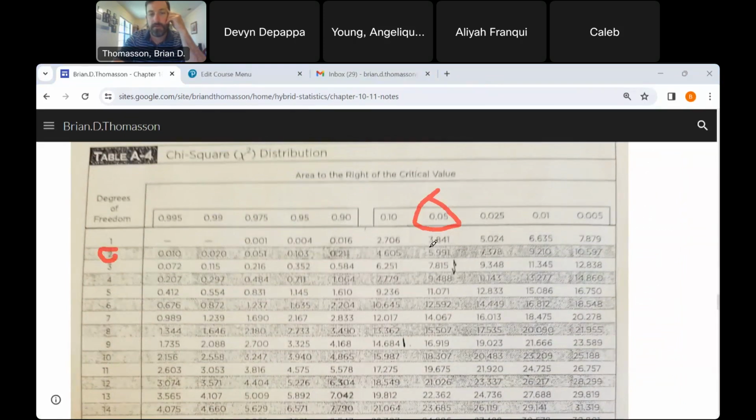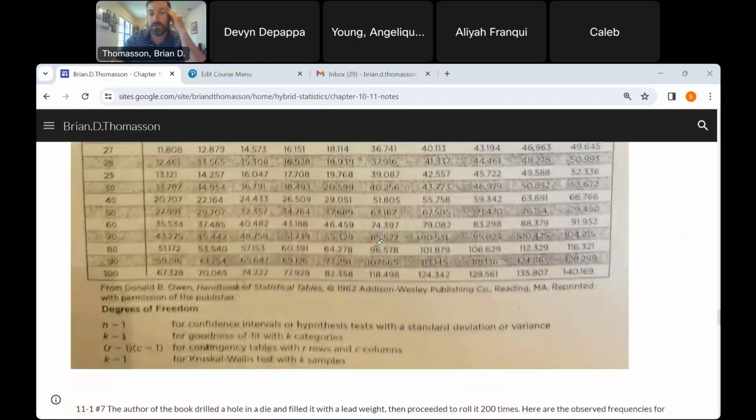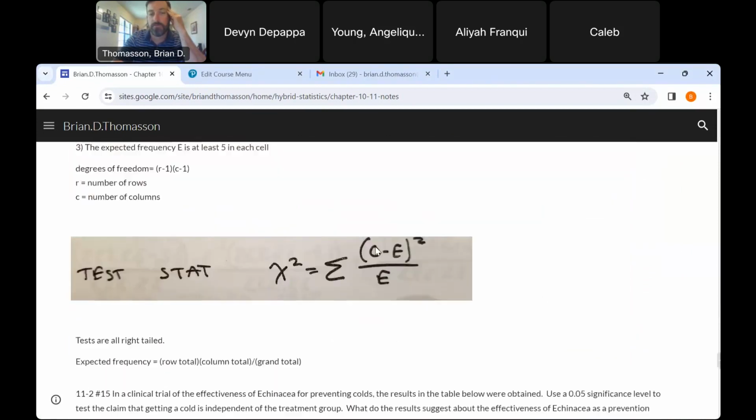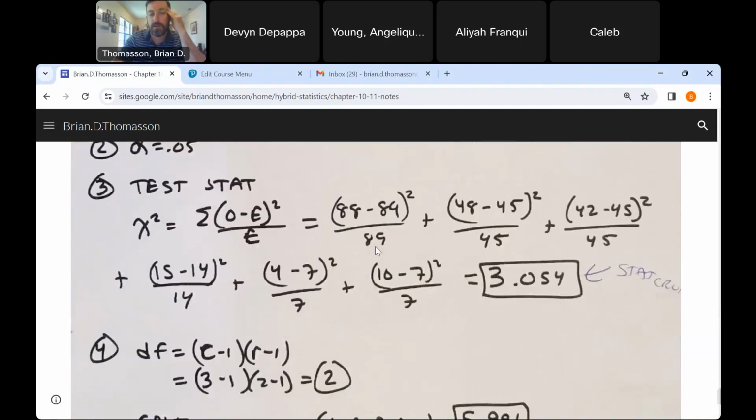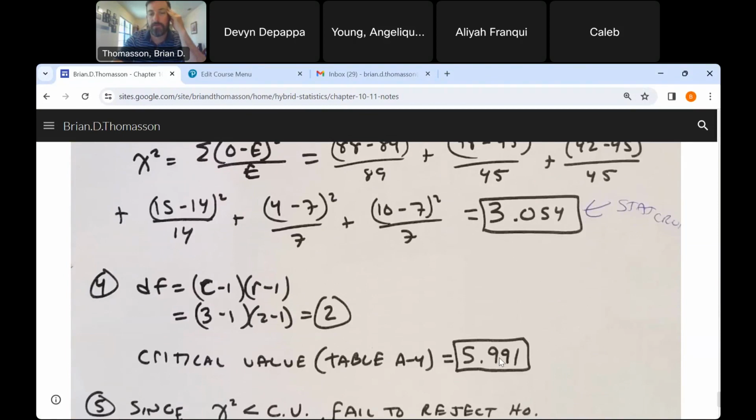We have to have at least 5.991 to show that this drug works. So we have our critical value of 5.991. We have to have at least that to show our drug works. Our test stat is only at 3. So we did not have enough evidence to show that that drug works. So we just found out that the drug does not work.